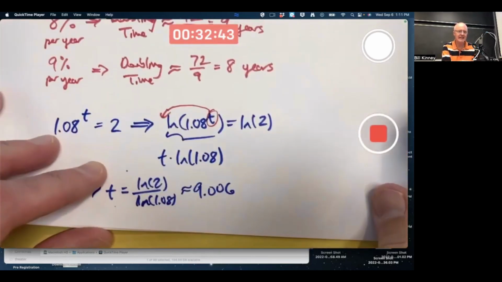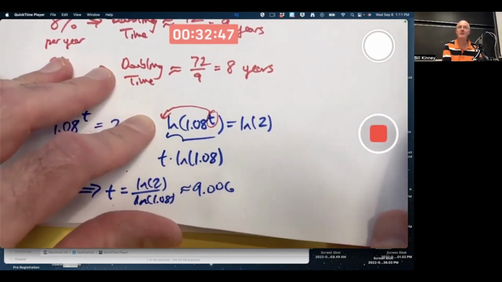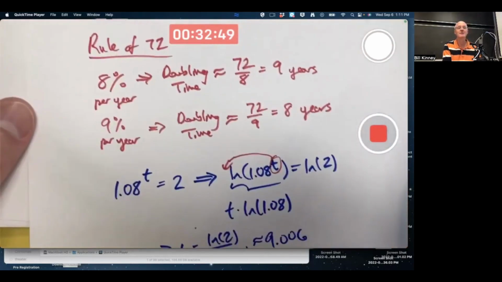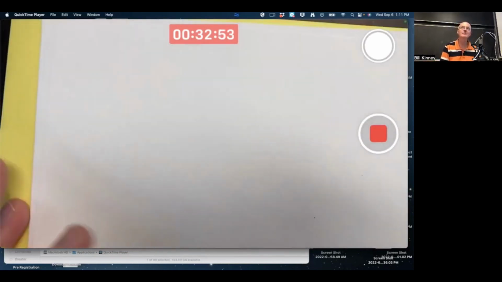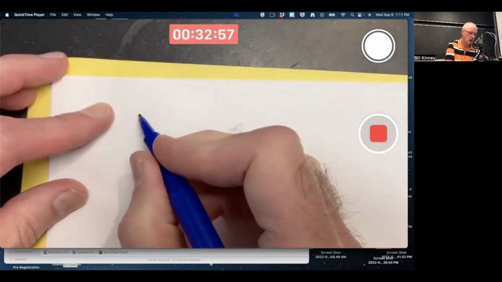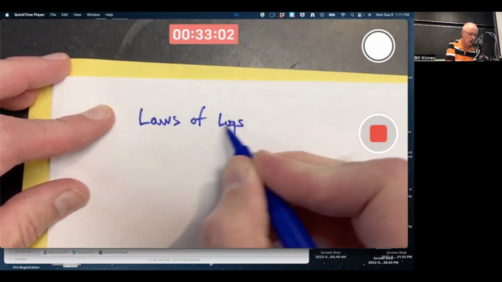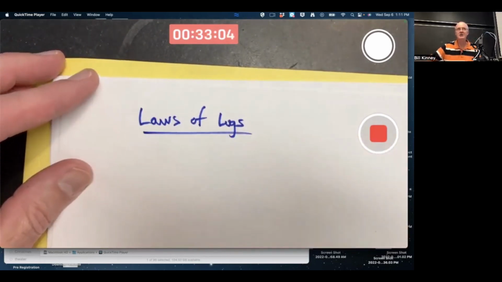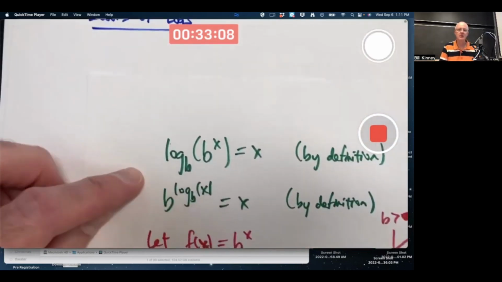But why can we do this? Why can we bring that t down in front? That's an example of an abstract property of logarithms, three of which I'm about to write down. Laws of logarithms, laws of logs. Actually, two of them we've already written down. These two right here.